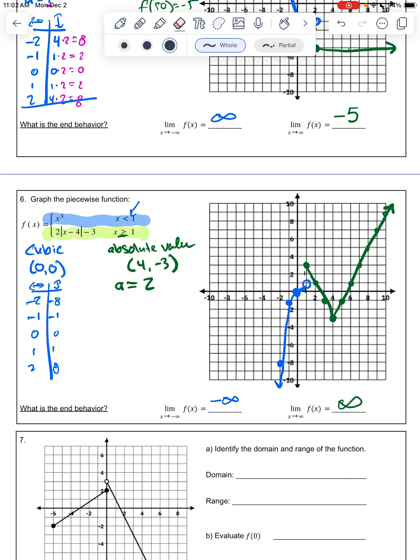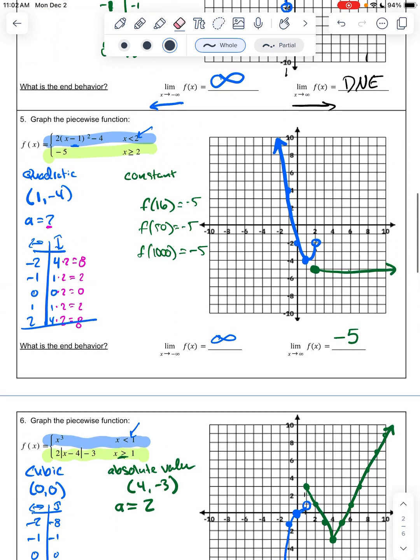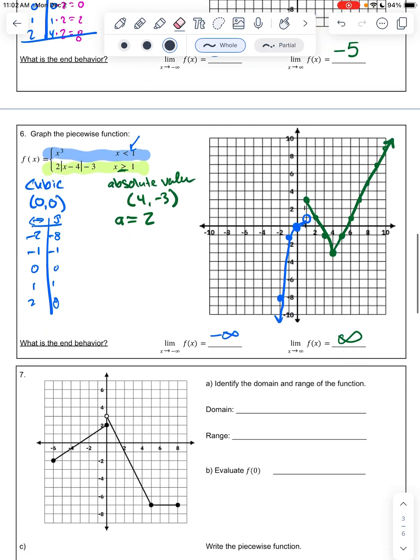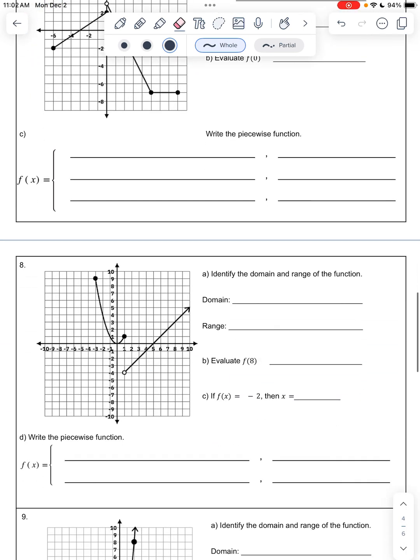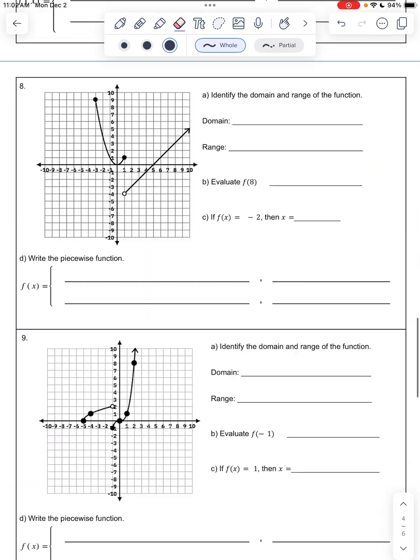Cool. So at this point, we've gone through and graphed all of the ones that you're asked to graph. Now we're going to focus on writing the equation, and we're going to focus on some applications.